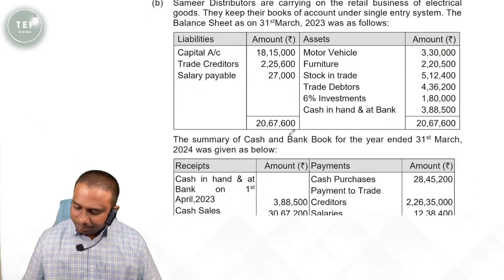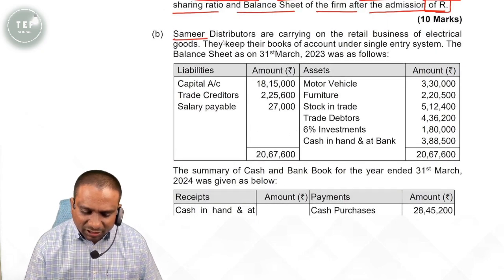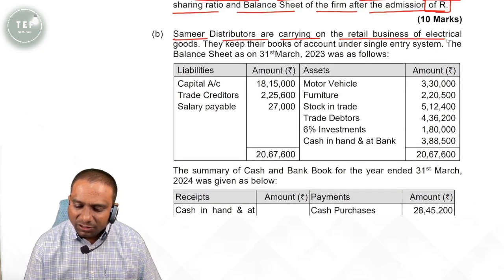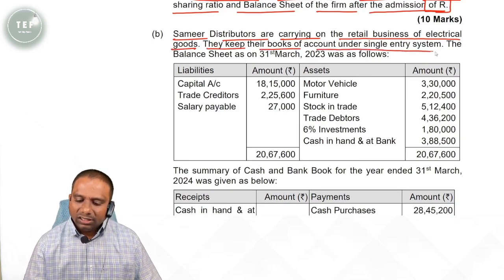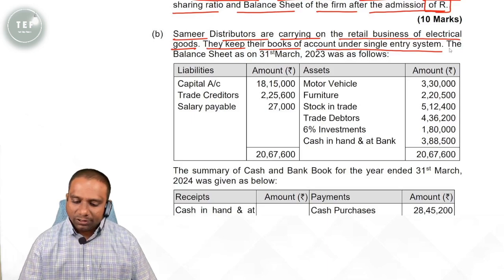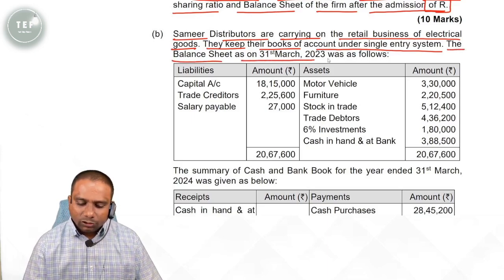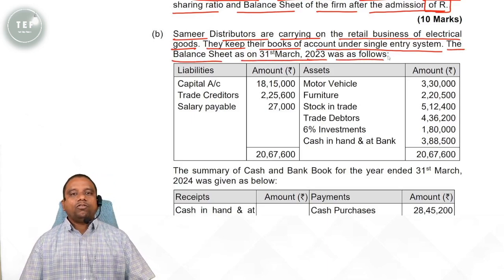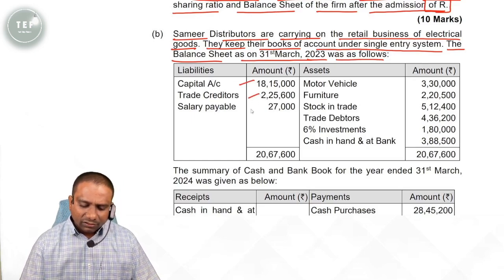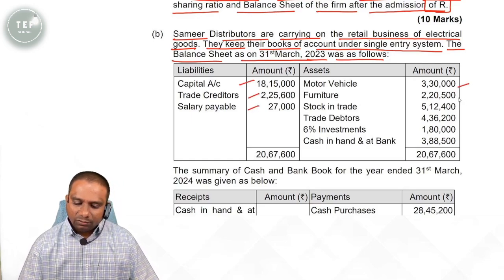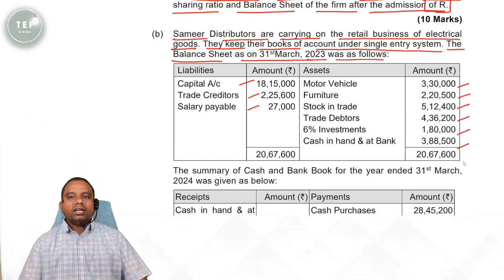4B. Samir Distributors are carrying on the retail business of electrical goods. They keep their books of account under single entry system. Incomplete records, students. The balance sheet as on 31st March 2023 was as follows. Observe: capital, trade creditors, salary payable, motor vehicle, furniture, stock in trade, trade debtors, 6% investments, cash in hand and at bank.